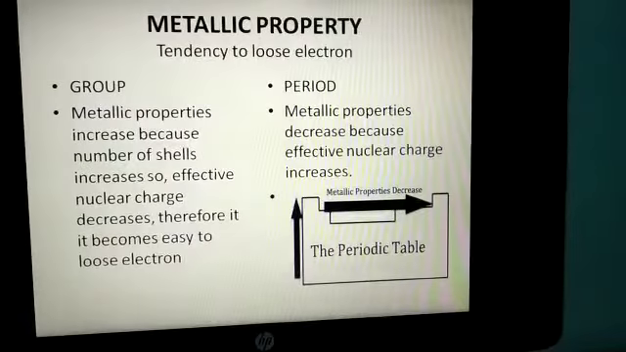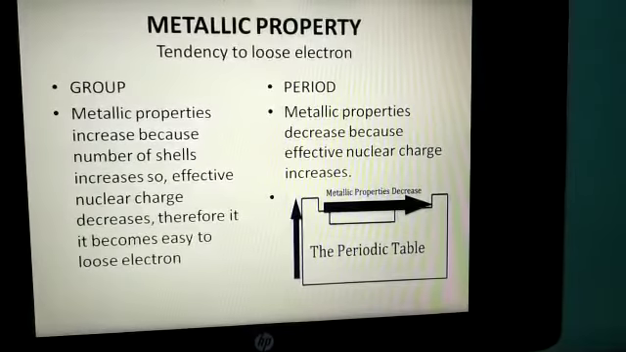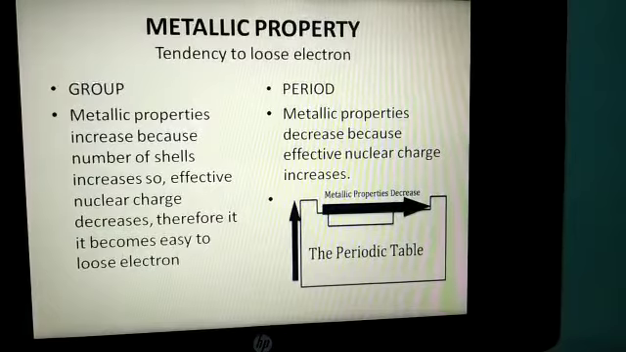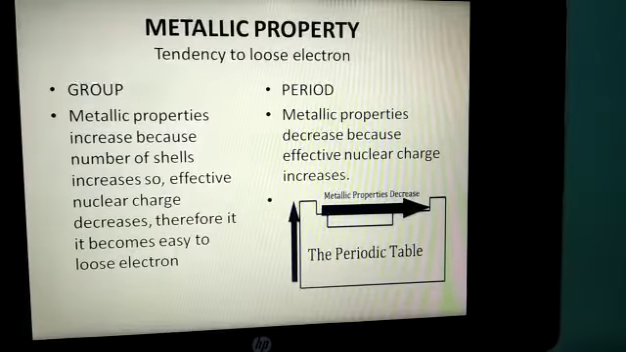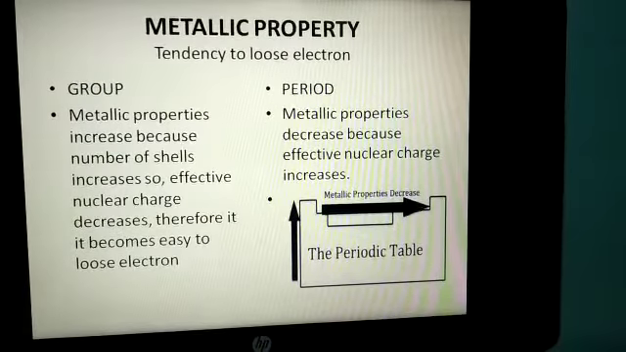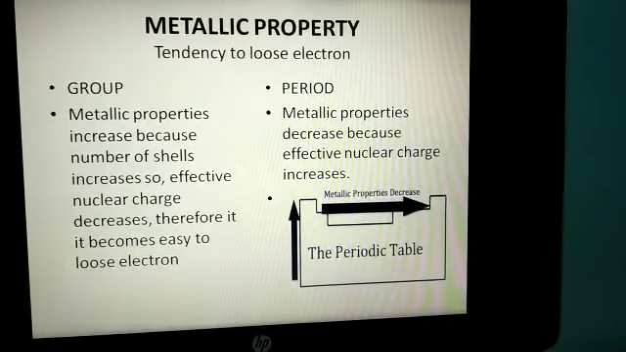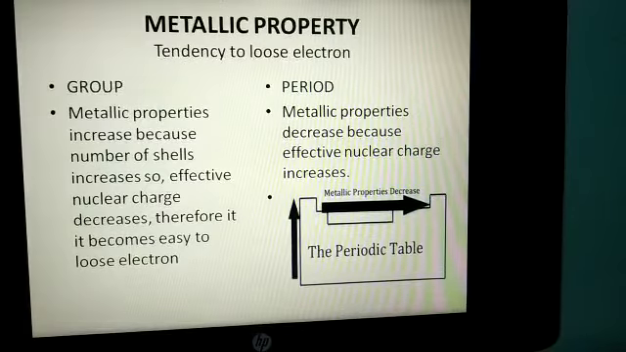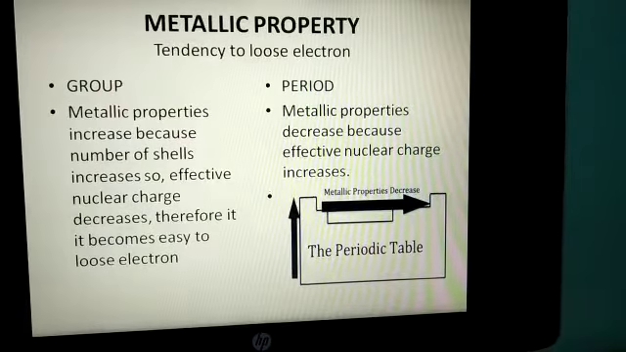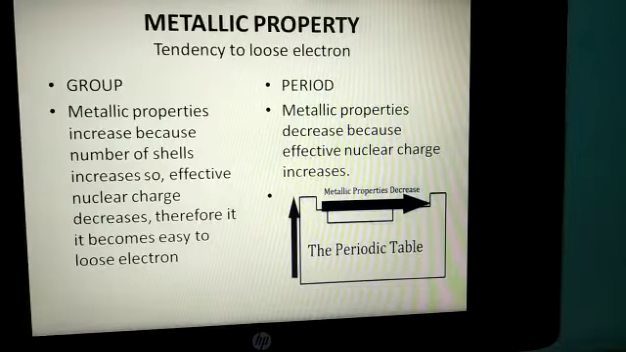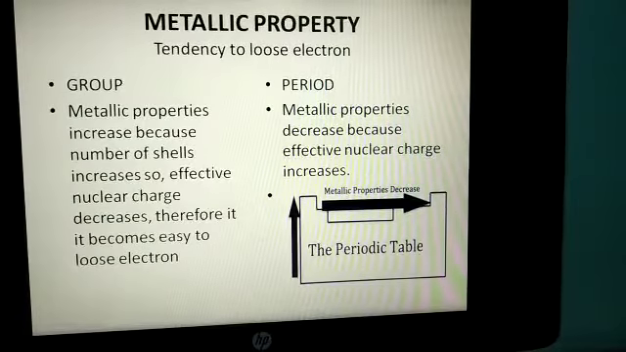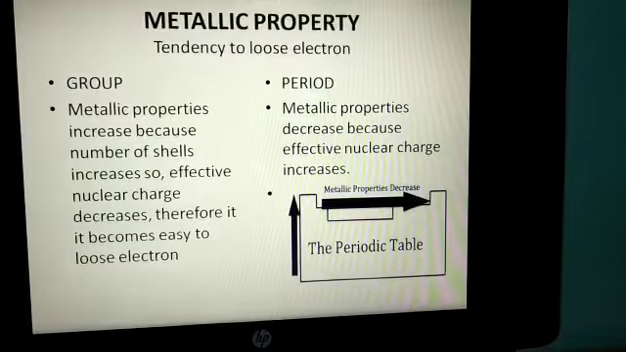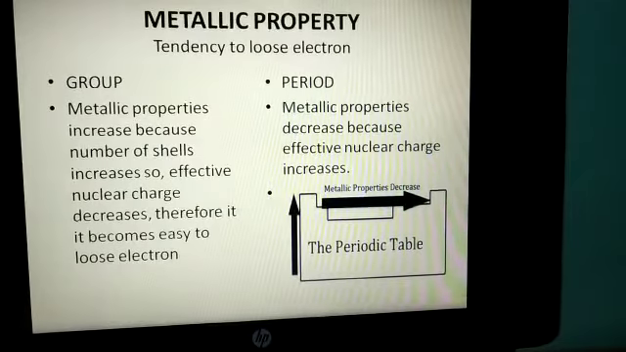The next trend is the metallic property, which is the tendency to lose electrons. The metallic property in a group increases because the number of shells increases. So the effective nuclear charge decreases, therefore it becomes easy for an atom to lose electrons. But in a period, the metallic property decreases because effective nuclear charge increases. So it becomes difficult to remove an electron from the atom.